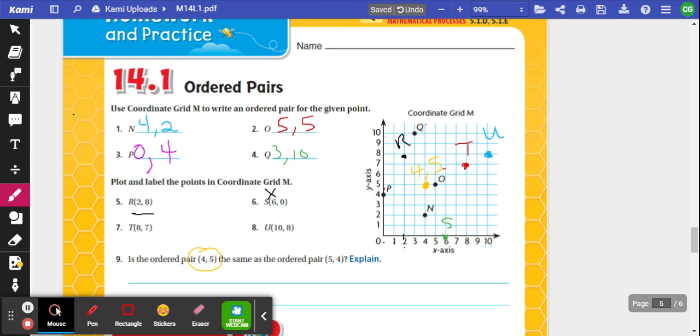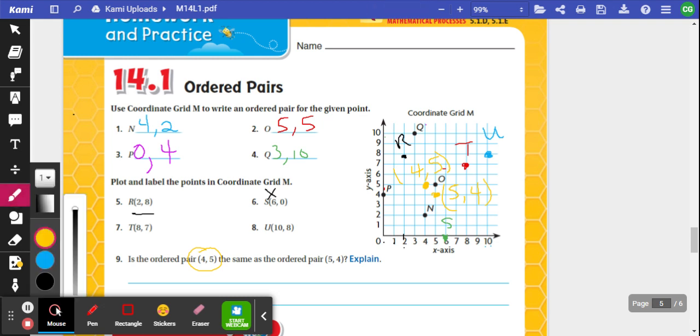Well, I'm going to start at the point of origin and I'm moving over 1, 2, 3, 4, 5 units, and I'm only going up 4. So it's 1, 2, 3, 4. Are they the same? No. And this was, I went over 1 more and I came down 1. So is it the same pair? No.